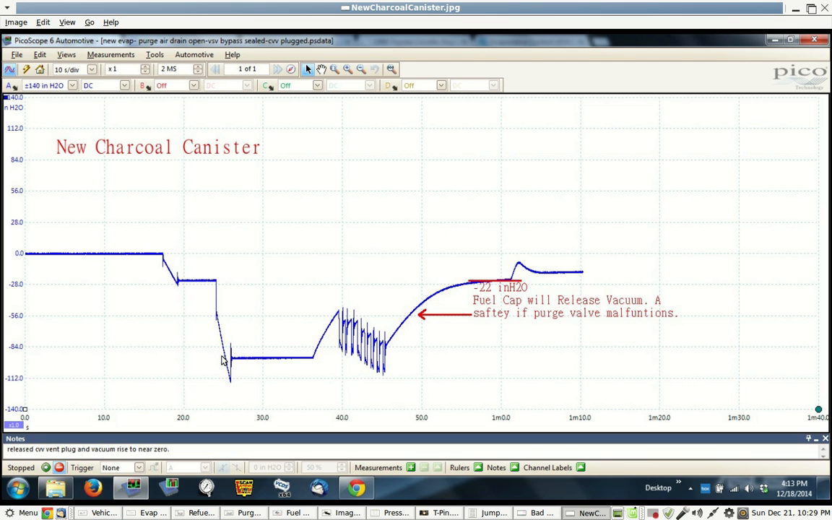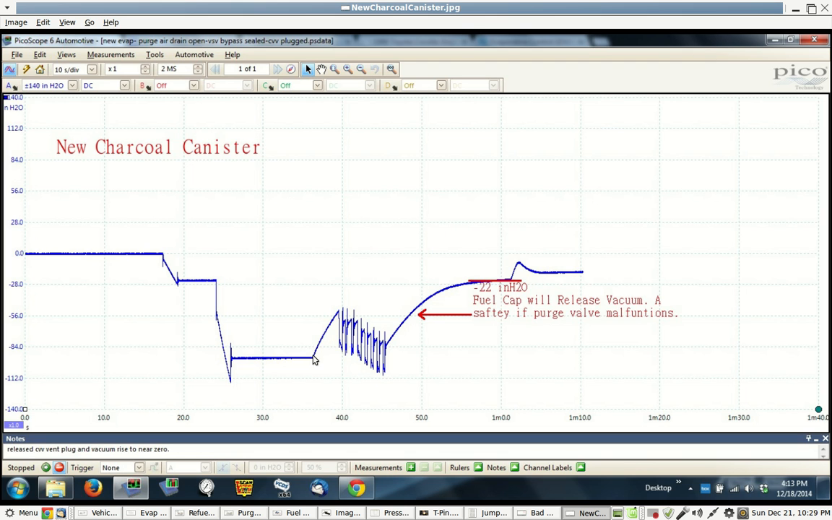And then I add a little more vacuum, being cautious. I'm not trying to collapse the fuel tank or anything. I pull down and I let off, and it holds that vacuum perfectly. So I'm very comfortable that this brand new charcoal canister from Toyota is working just like it's supposed to. Now let's check the rest of the system.